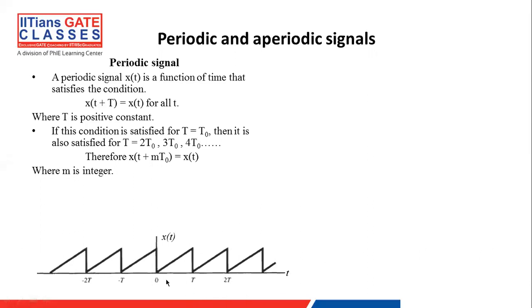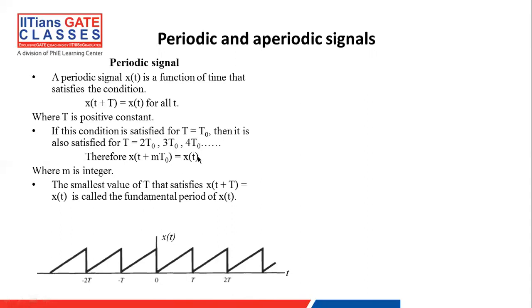So in general, any signal which is periodic with T, we can say that it is periodic with 2T also, 3T also, and 4T also, right? So in general, any signal which is periodic with T naught can be written like this, where m is an integer. So you can put any integer value, and it will repeat itself.